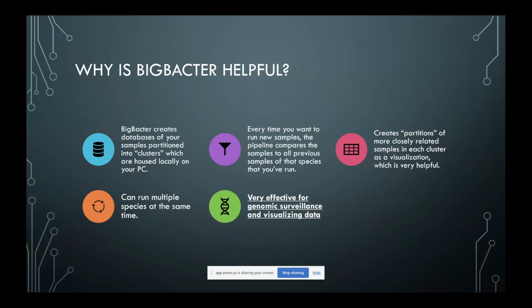Another thing that makes the pipeline useful is you can run it on multiple species at the same time, and then it will separate the species using a sample sheet. And again, this is a very effective tool, I think, for genomic surveillance and visualizing data and communicating that data with a team of epidemiologists so that they can act on it.